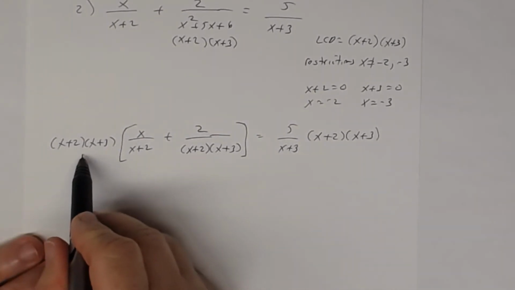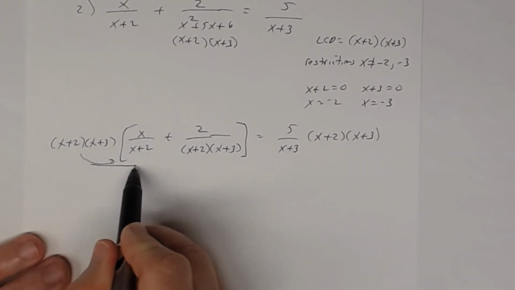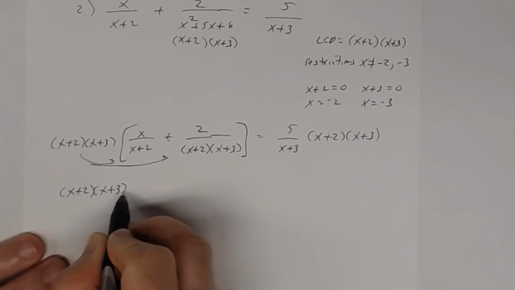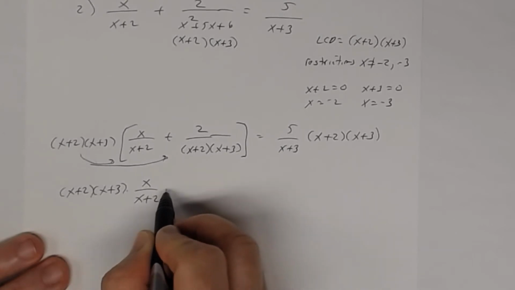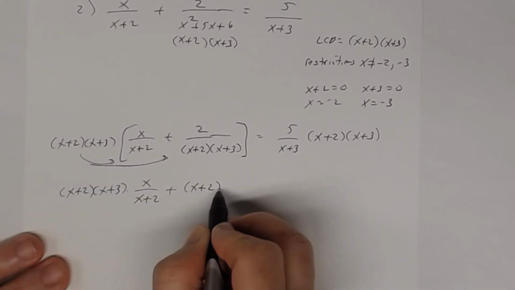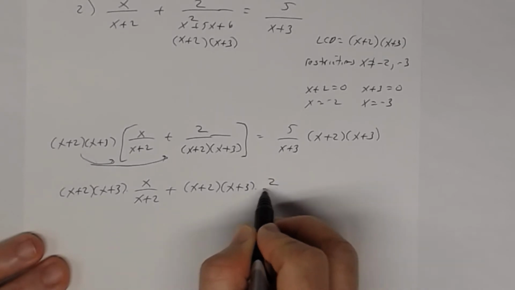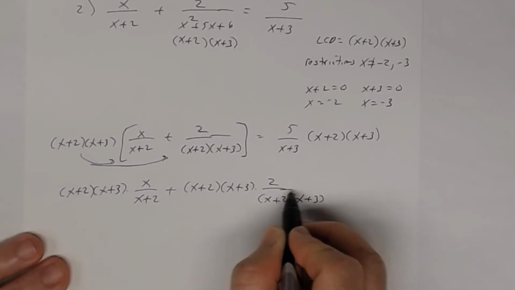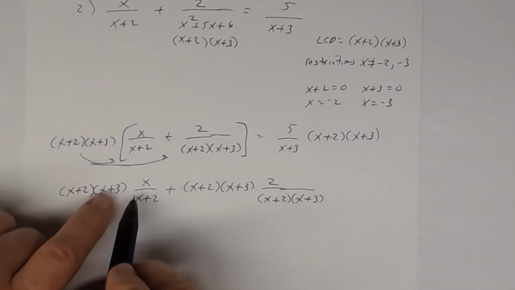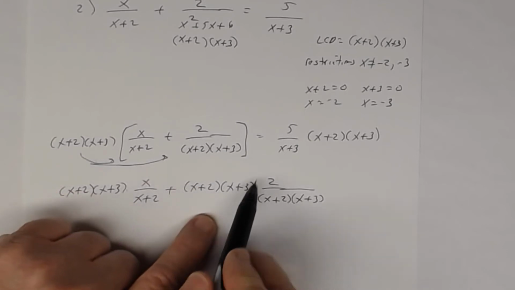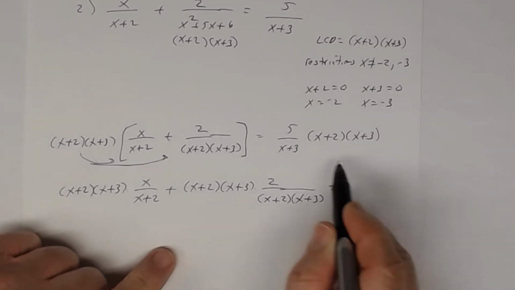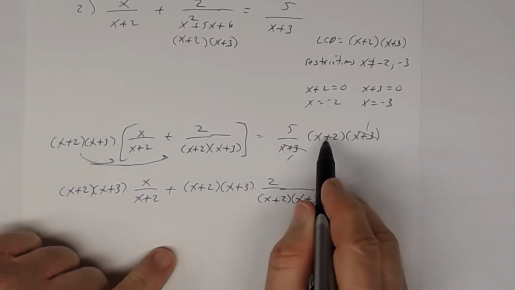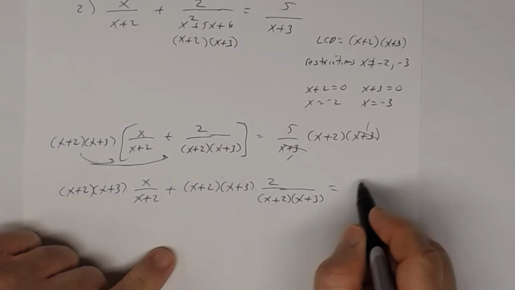All right, and now you're going to distribute. You can get rid of the brackets that you just put in there. So I get the LCD, x plus 2 times x plus 3, times x divided by x plus 2, plus the LCD, x plus 2 times x plus 3, times 2 divided by the denominator, x plus 2 times x plus 3. So notice I multiply the LCD by this, and then the LCD by this. Equal, I'm running out of room right here, so I'm just going to go ahead and reduce right away. And so I get 5. Remember, x plus 2 times 1 is x plus 2, so 5 times x plus 2.